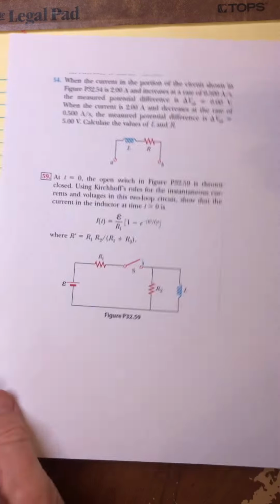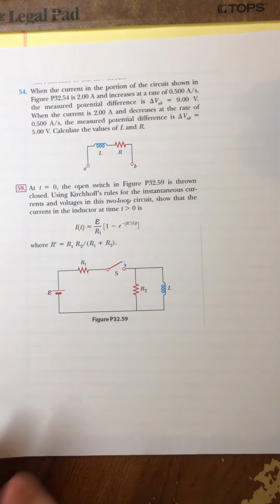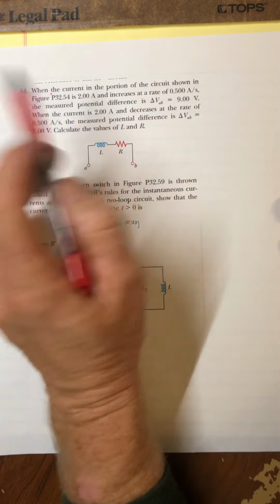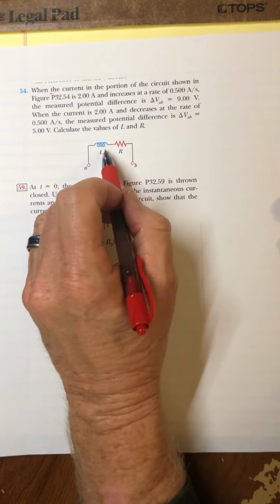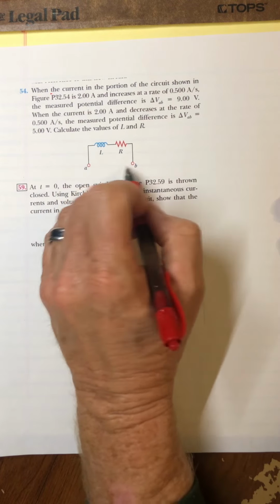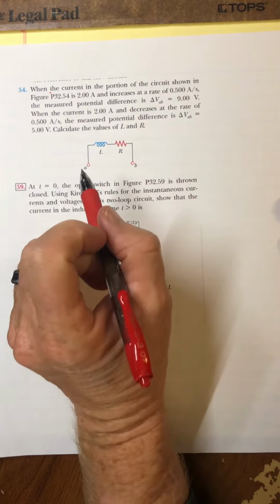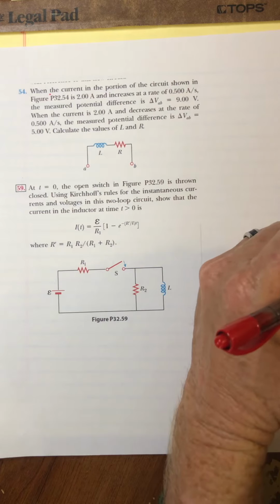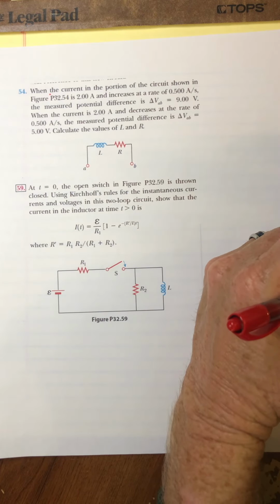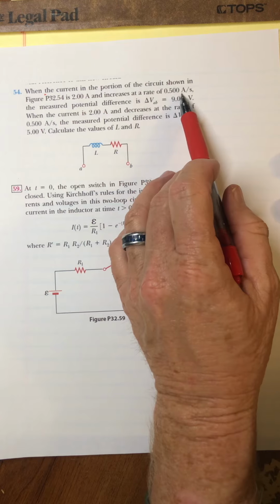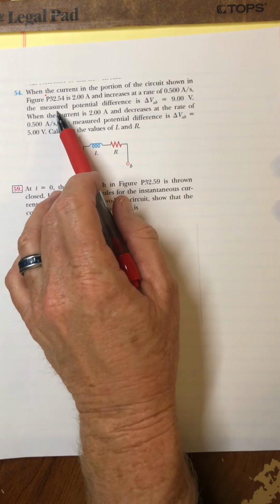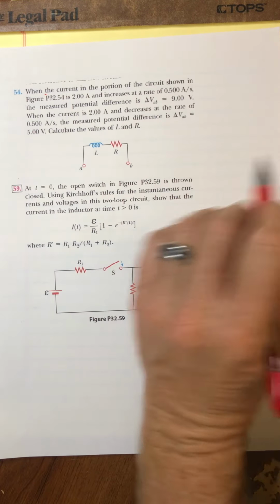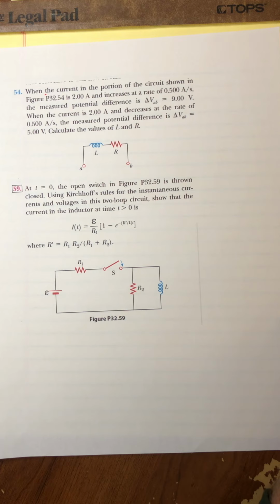Okay, so 54 looks like this. It says here, the portion of the circuit shown in this figure, okay, so looks like we have an inductor and a resistor in series between 2 points labeled A and B. When the current in the portion of the circuit shown is 2 amps, and increasing at a rate of a half an amp per second, the measured potential difference between A and B is 9 volts.